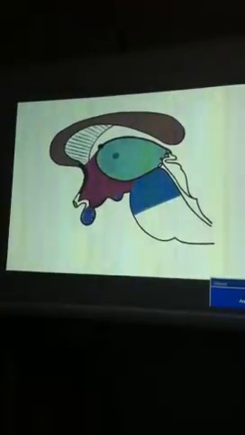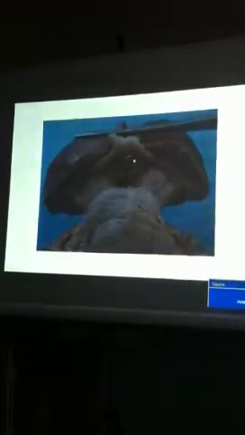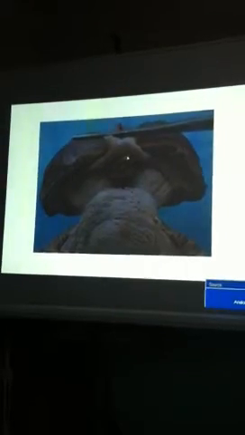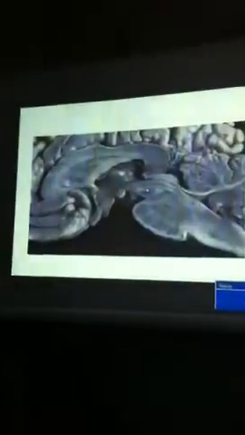So, the infundibulum ends with the hypophysis. It's the glandula pituitaria. And here should be the glandula pituitaria. Here we have the infundibulum. How it looks when we see this same drawing on the natural brain. A bit different.